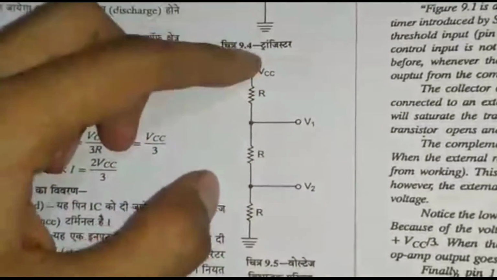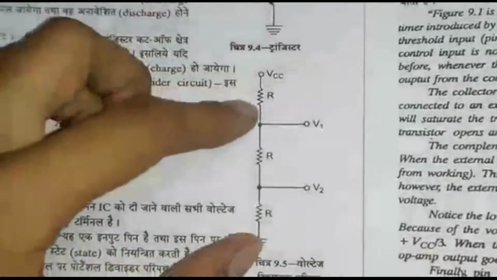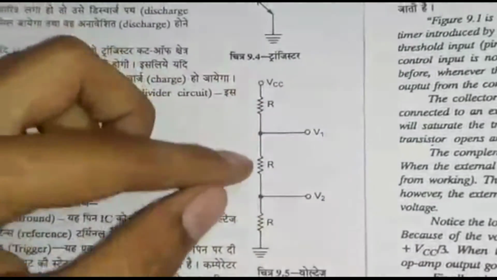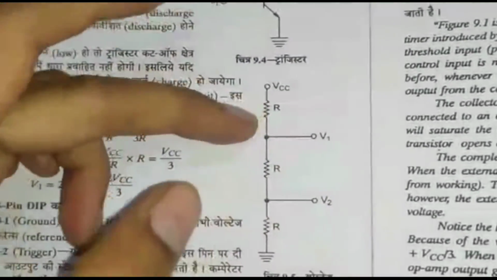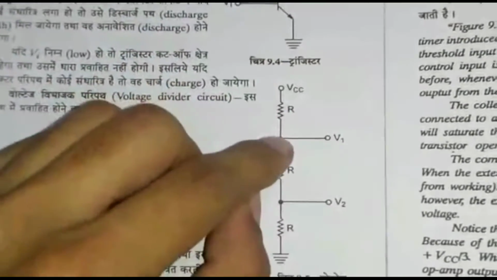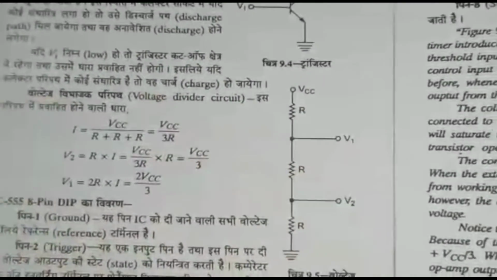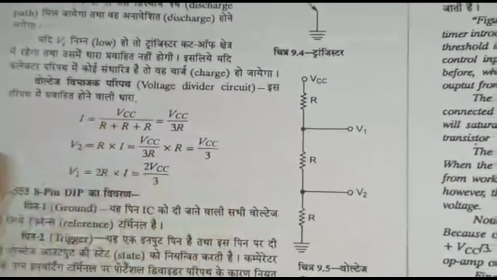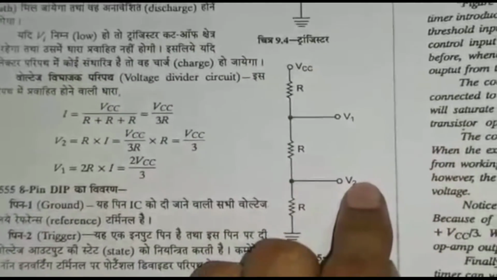So this is a voltage divider circuit which is used inside a 555 IC. You can see the voltage VCC and the ground here. Equal resistances are added in series. The three resistances are added, R, R and R. These are all in series, and if you measure the voltage here, then what will be the voltage? You can simply find it by the voltage divider rule, and here the voltage is V2.